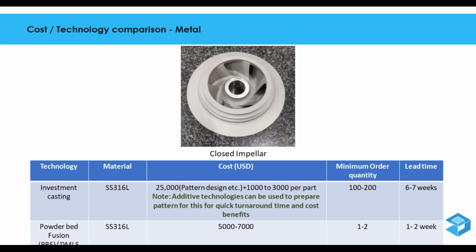But if you take an example of one or two closed impellers required for your application, you can choose powder bed fusion DMLS technology, where the cost per closed impeller will be between 5,000 to 7,000 USD. And the minimum quantity can be as low as one or two. And the realization time will be very short, 1 to 2 weeks. So the quick turnaround time for the application is the value creator for this technology itself. And that's how it has been getting attracted to the end users itself.